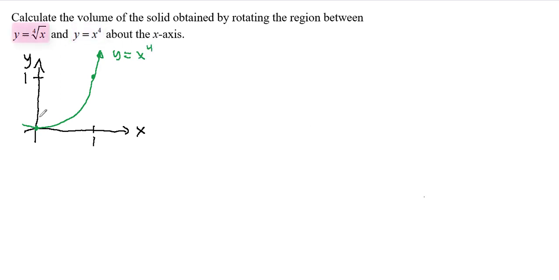Y equals the fourth root of x also goes through the origin and the point (1, 1), but the curve is that of a root function and looks something like this. And we also label it. Now that we have sketched both curves, we shade the enclosed region and indicate the axis of rotation, which in our case is the x-axis.